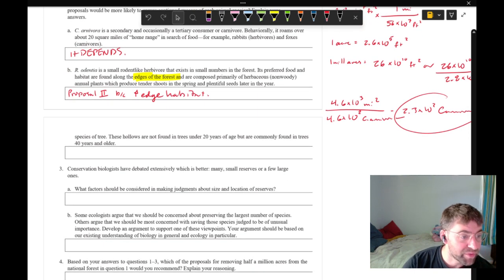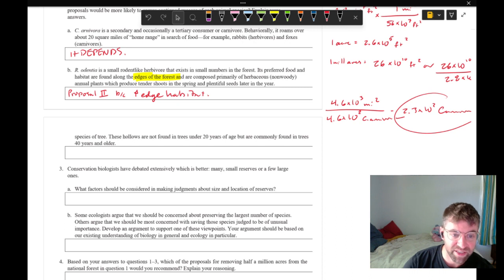And it's cut off, but I can read off of the other form. Predatoria is a predatory bird that feeds on small rodents and occasionally on snakes and other reptiles. It can range over large distances looking for food. It nests in hollows that occur naturally in a particular species of tree. These hollows are not found in trees under 20 years of age, but are commonly found in trees 40 years and older. So this is old growth forest.